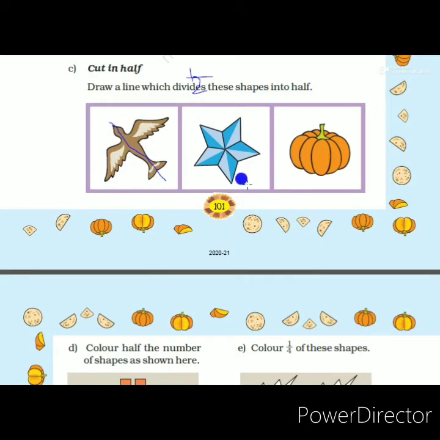Now the second one is a star. To divide this star into two equal halves, we can divide it in this way. See, this is a line, and here two full tails of the star and one half we will get. So 2.5 tails. Here also 2.5 parts. So these are equal halves of a star. Another way, if you draw another line from this side, you will get equal halves of this star. Any way you can divide, that is your wish.